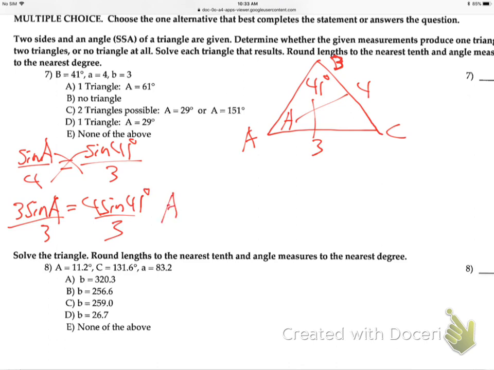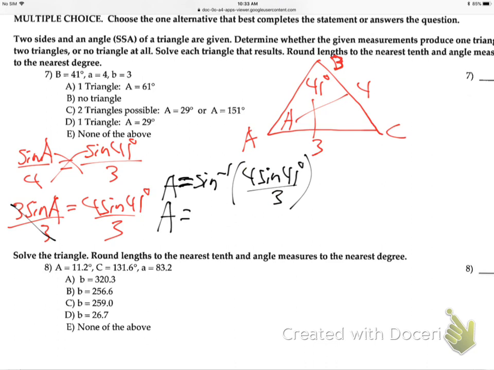So A, bring it over here. So A will be inverse sine of 4 sine 41 over 3. A equals whatever that says. Whoops, messing up. Sine inverse of 4 times sine 41 divided by 3. So I'm getting 61 degrees. So I got A is 61.